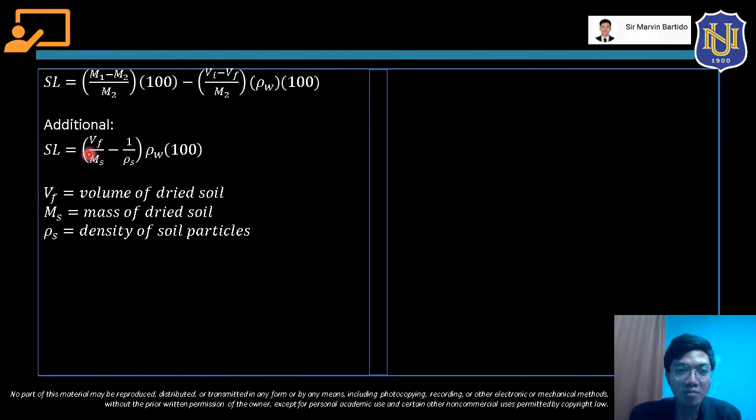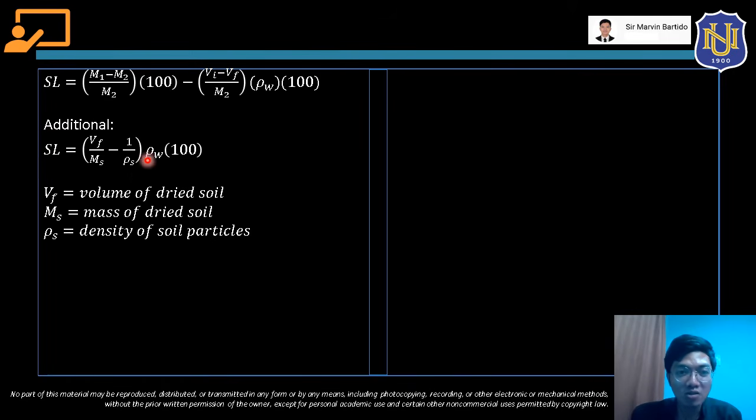Okay, and then yung M sub S na 'to, ito class ay mass nung dried soil. And then itong rho sub S, ito class ay density nung soil particles natin. Okay, tas yung rho sub W, so yun ay density lang din ng water. So ito class, we can derive this from this formula.